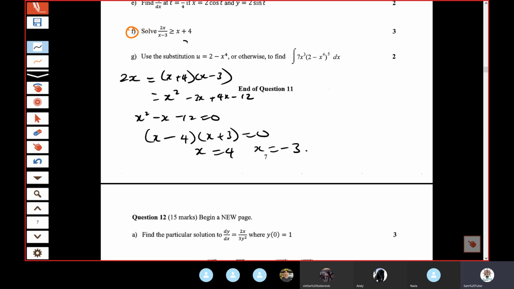But also you know that x cannot equal 3. So then we have our number line. Then we've got negative 3, which you can equal to. We've got 3, which you can't equal to. We have 4, which we can equal to.